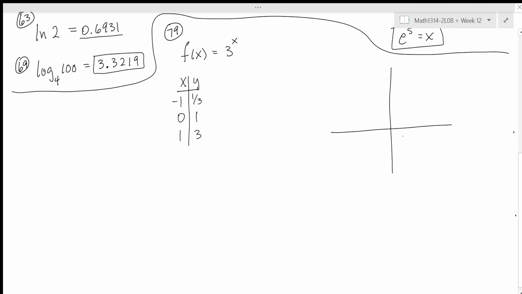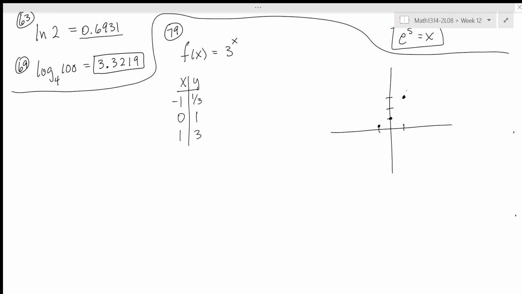And then we're going to take those numbers, those ordered pairs, over here to the graph, and we're going to plot them. Let's see here. 1, 2, 3. Okay, so negative 1 is up at 1/3. That's not very high. 0 is up at 1. And 1 is up at 3.